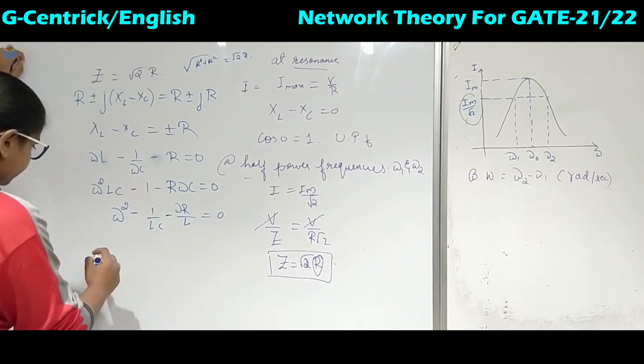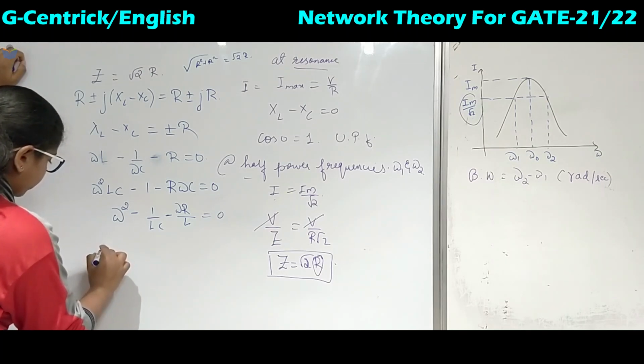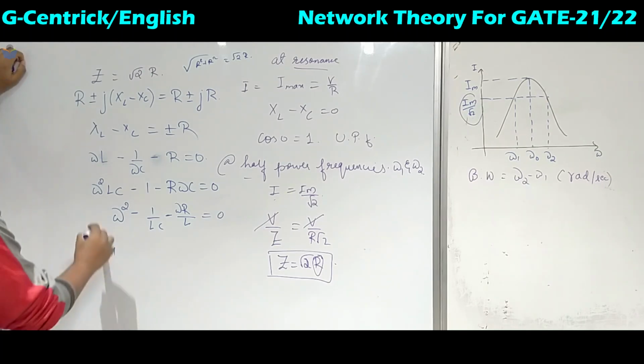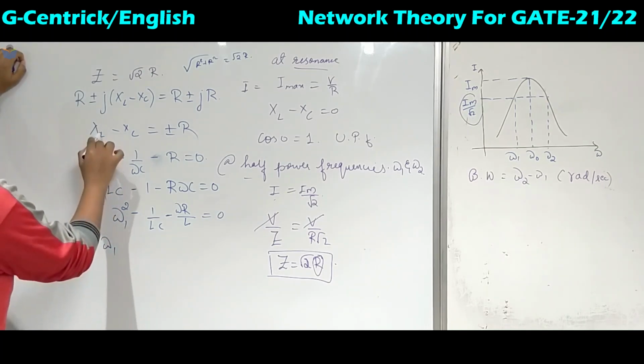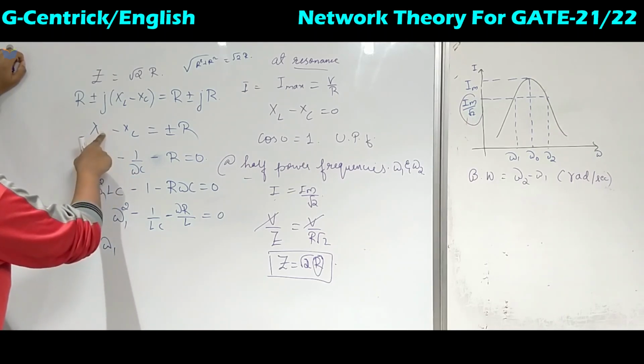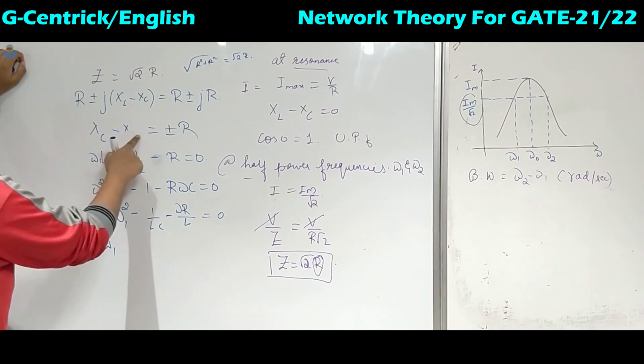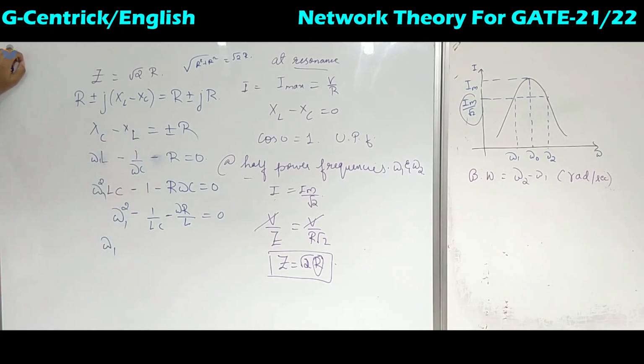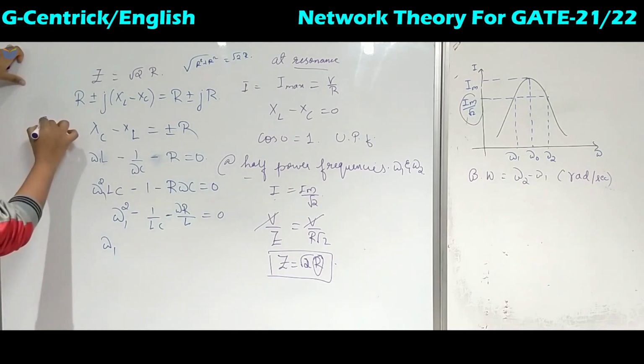Now we have to calculate the roots of this, so I'll use the formula. First I'll calculate for omega 1. We have taken that omega C is greater than omega L, because at lower frequency, it will be a capacitive network.